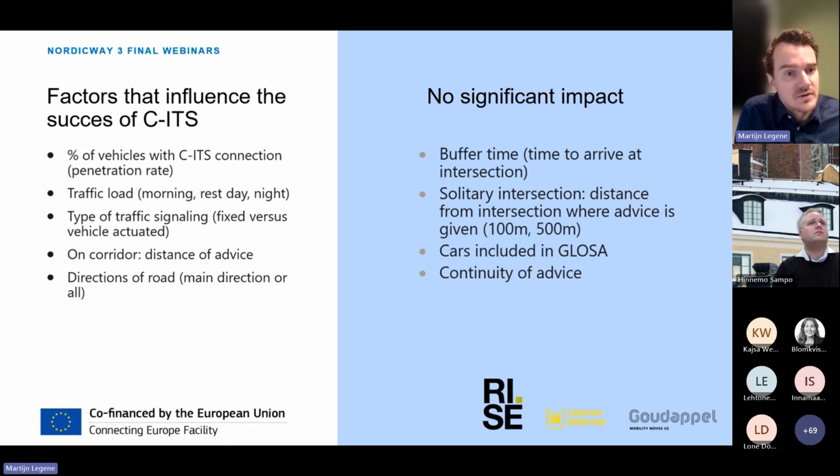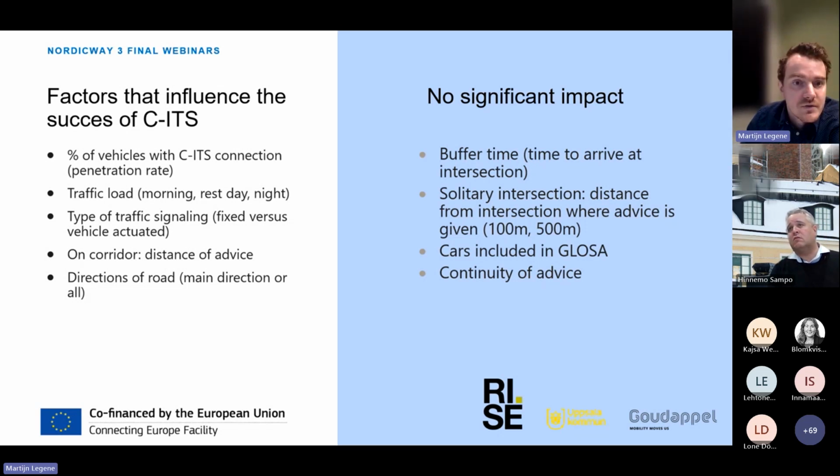On a corridor, it's important when you give the advice. So if you give it short to the intersection, the impact is much less than if you give it from a longer distance. And the directions of the road on which you give the information is important. If you do it only on the main through traffic, or if you also give the side directions some information. And on the right side, you see a few factors that we found from literature that should have an impact, but in our simulation, they did not have any significant impact. So we left them out of scope for the future of the study.